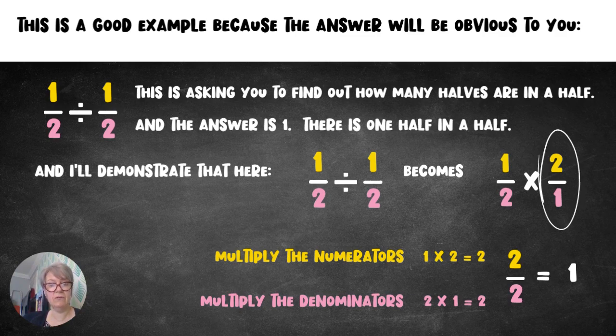So you take a half divided by a half, that becomes a half, or 1/2 times 2/1, because that second fraction you've turned upside down, you've created it into a reciprocal. Multiply the numerators, 1 times 2 equals 2, and multiply the denominators, 2 times 1 equals 2. That's just a multiplication of a fraction. So you get 2/2, which of course equals 1.